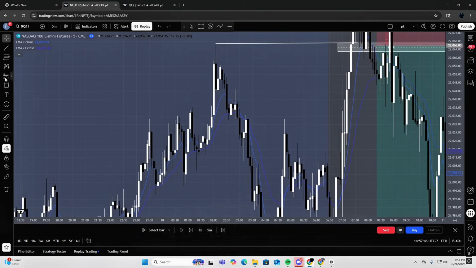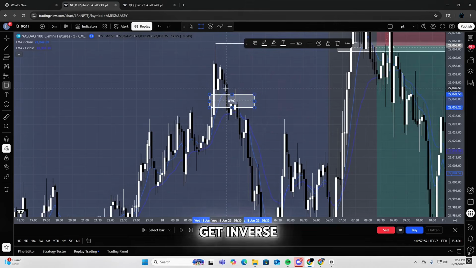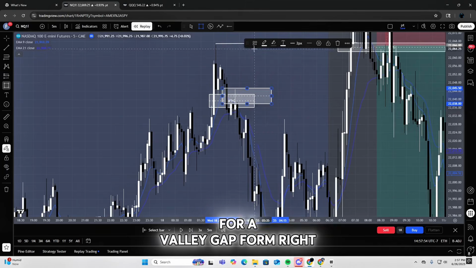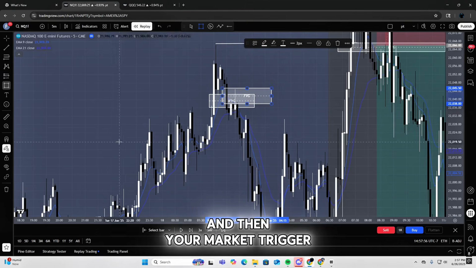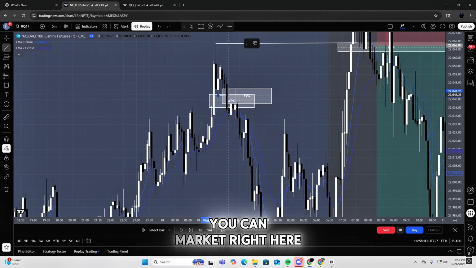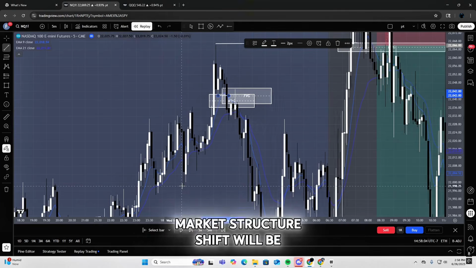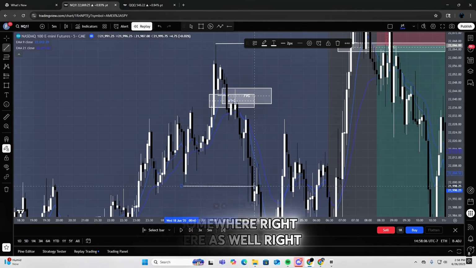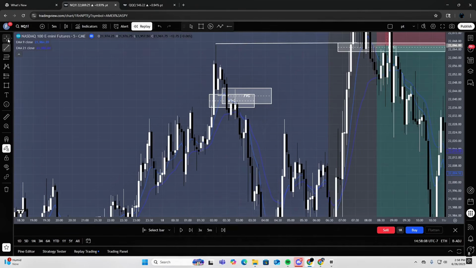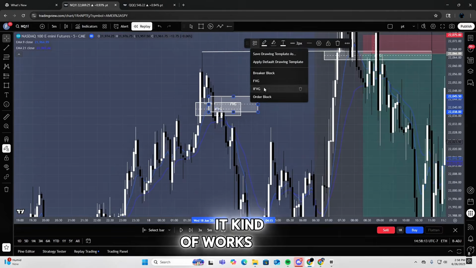In this case, we could see this bullish fair value gap get inversed, and we can see a bearish fair value gap form. And then your market structure shift would be somewhere like, you could mark it right here. Market structure shift here. Your higher time frame market structure shift would be somewhere right here as well, right? But the most obvious low would actually be right here. It's kind of small, but it works in the meantime.